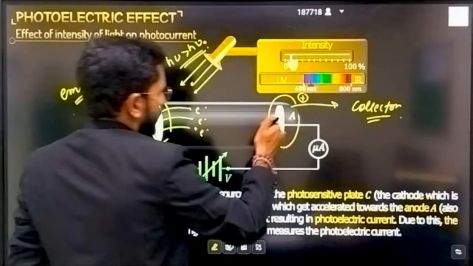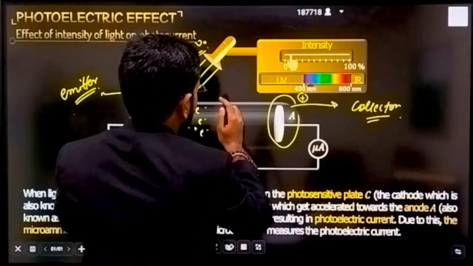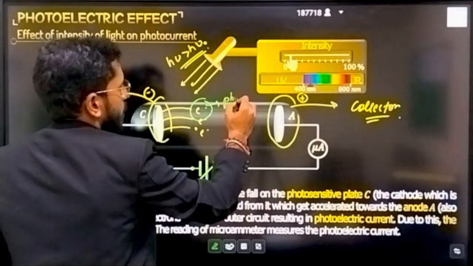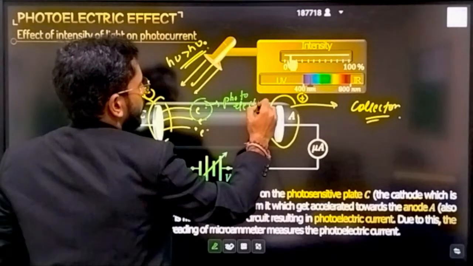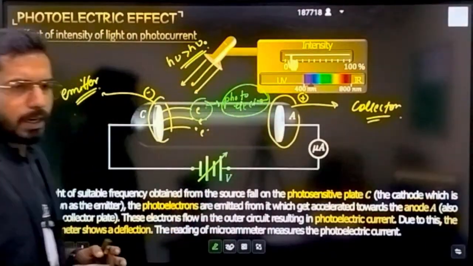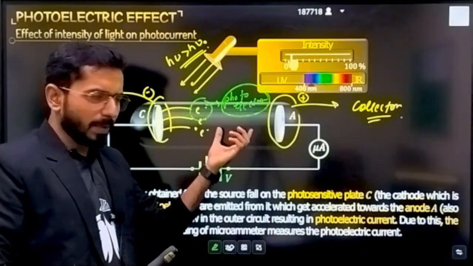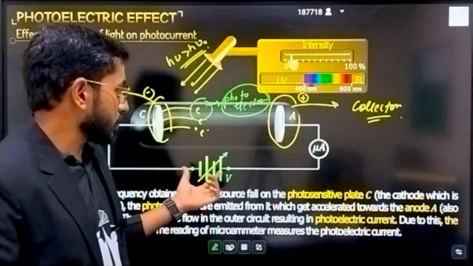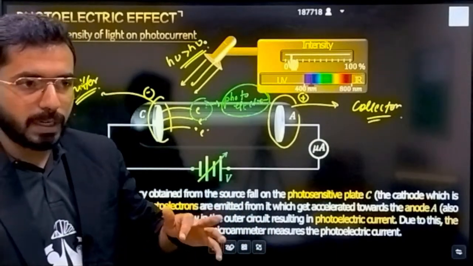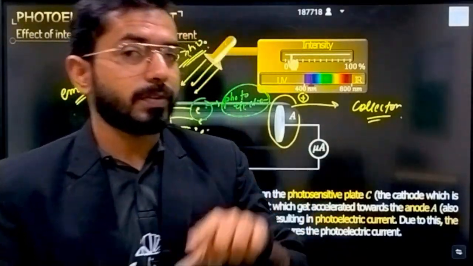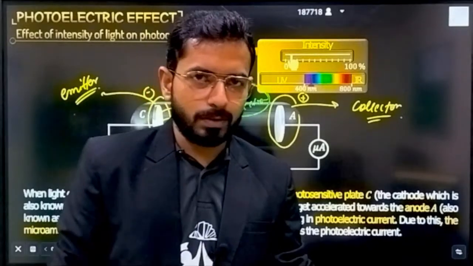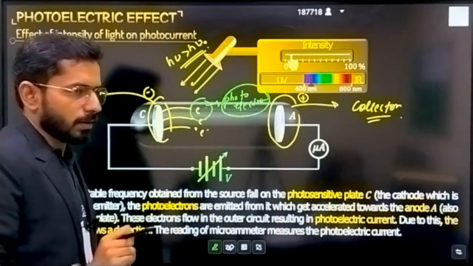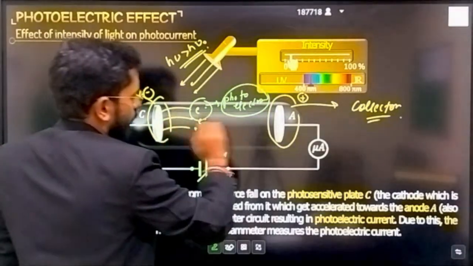Now this is negative, here it is positive, so there will be normal attraction. These electrons were called photoelectrons. Obviously there will be a normal attraction, but we have also attached a variable source. Due to that, a potential difference will also come. Potential difference gives an electric field, and the electric field gives a force of attraction. We will discuss that later; as of now I'm just telling you the simple setup. So the electrons will be attracted and start traveling.